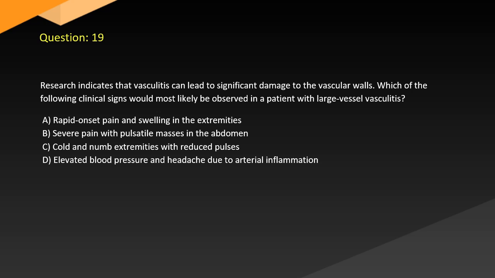Question 19. Research indicates that vasculitis can lead to significant damage to the vascular walls. Which of the following clinical signs would most likely be observed in a patient with large vessel vasculitis? A. Rapid onset pain and swelling in the extremities. B. Severe pain with pulsatile masses in the abdomen. C. Cold and numb extremities with reduced pulses. D. Elevated blood pressure and headache due to arterial inflammation.